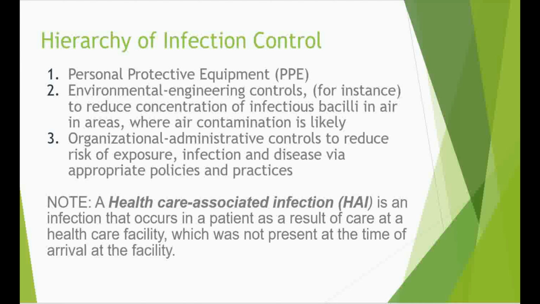And number 3, at the higher level in terms of organization, of course, organizational administrative controls to reduce risk of exposure, infection, disease, the appropriate policies and practices, the administration of a hospital, for instance. Now, we talked about hierarchy of infection control within healthcare facilities. So we're talking about a very important concept, the HAI, down below here. HAI is an acronym indicating a healthcare associated infection, which of course is an infection that occurs in a patient as a result of care at a healthcare facility, which was not present, very important, at the time of arrival at the facilities.